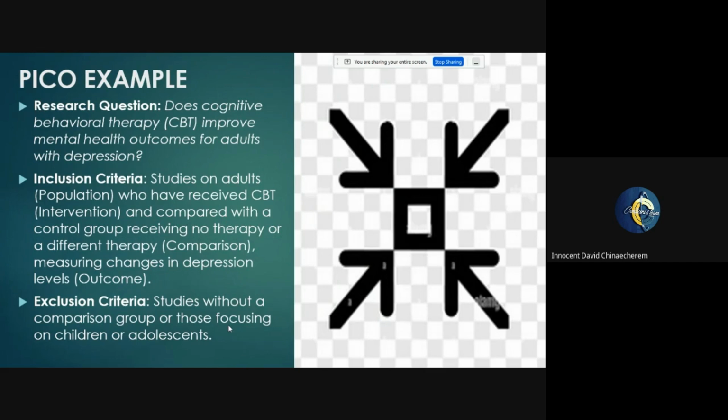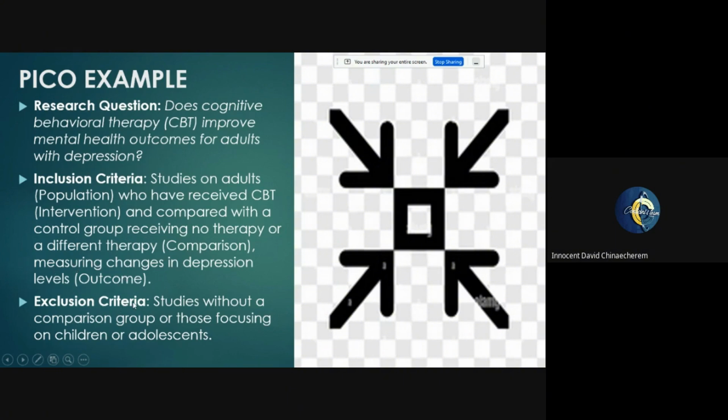So here is an example of what we are trying to talk about in our eligibility criteria. For example, we have a research question: does cognitive behavioral therapy improve mental health outcomes for adults with depression? So here in our inclusion criteria, we're looking at studies on adults, right? So our population is adults. For intervention, we're interested in CBT. For the comparator group, maybe we're looking at a control group receiving no therapy or a different therapy, or maybe placebo. And maybe we're measuring changes in depression. That's going to be our outcome.